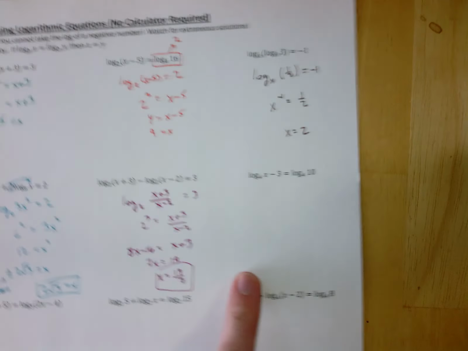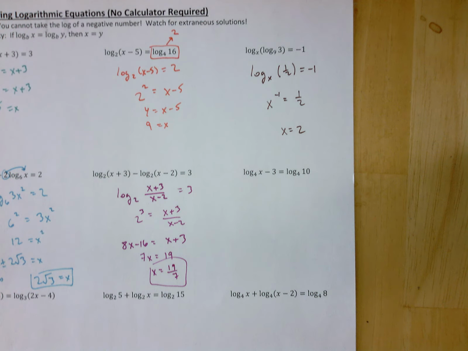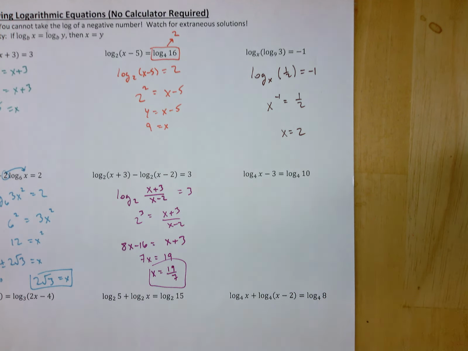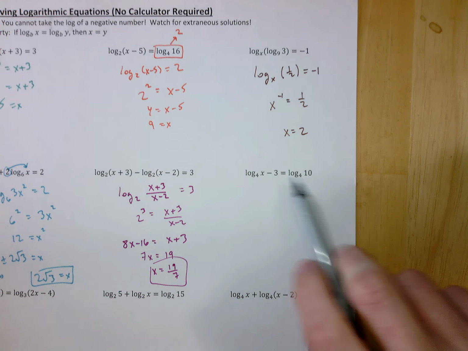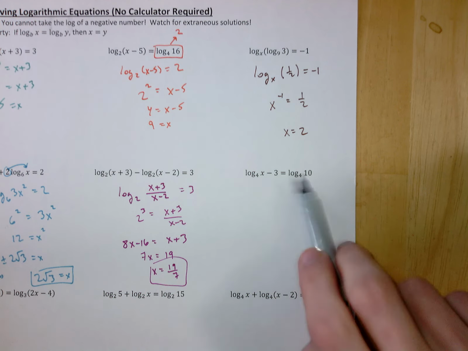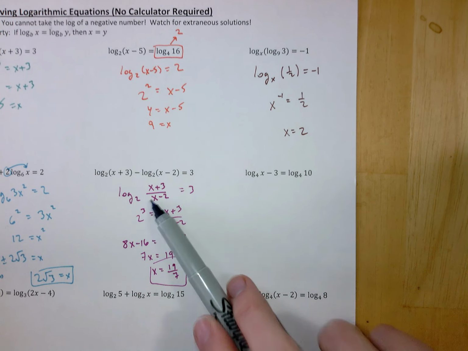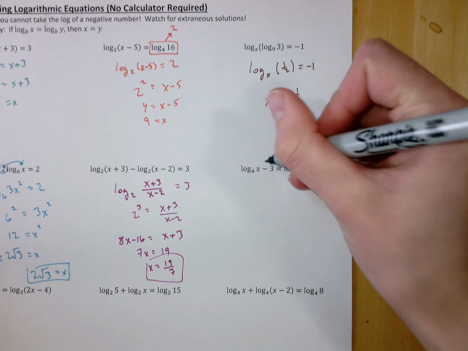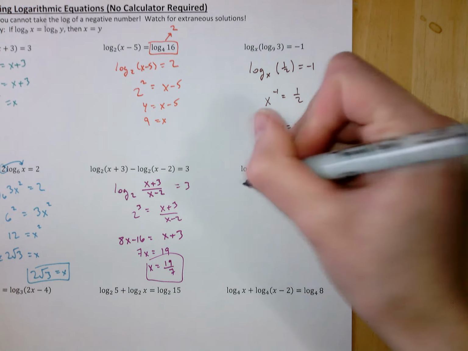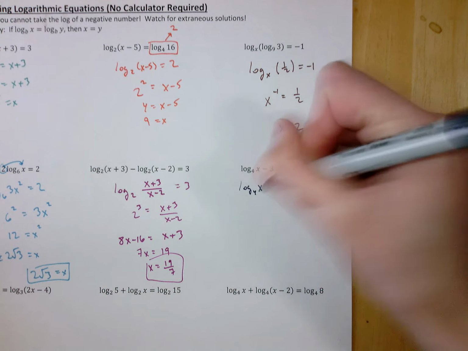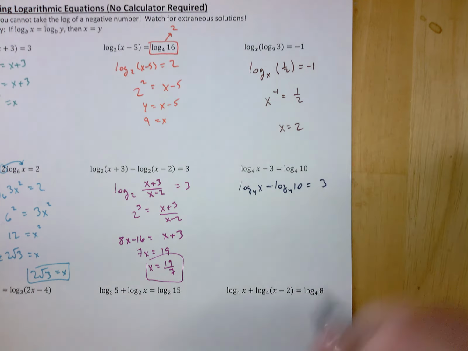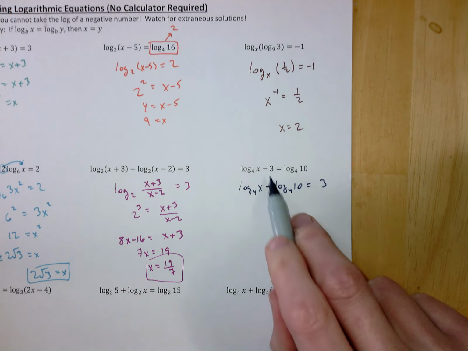Okay, next one. All right, so this one, I've got a couple of logs. Again, I can't simplify that to a whole number. 4 to what power equals 10, that's not going to happen. So what I'm going to do is rearrange this a little bit to get these logs on the same side so I can combine them together like we just did. I think I'm going to bring this one over here and then bring the 3 over there just to keep things positive. So it's going to be log base 4 of x minus log base 4 of 10 equals positive 3. Okay, because I wanted to keep that 3 positive.